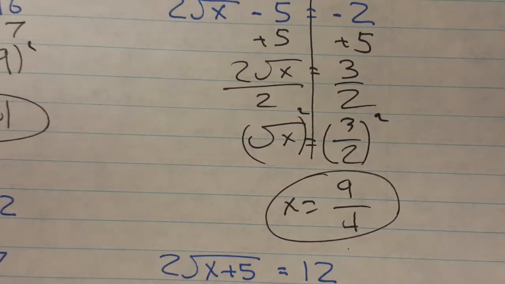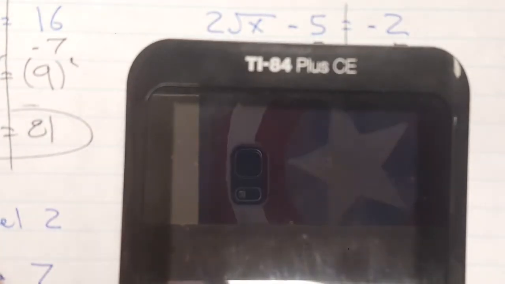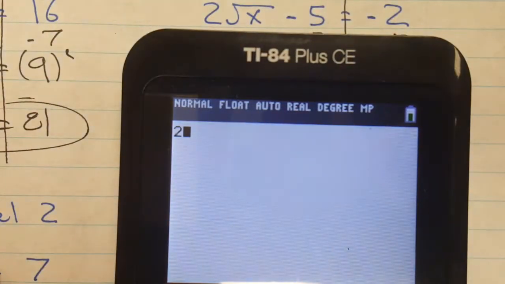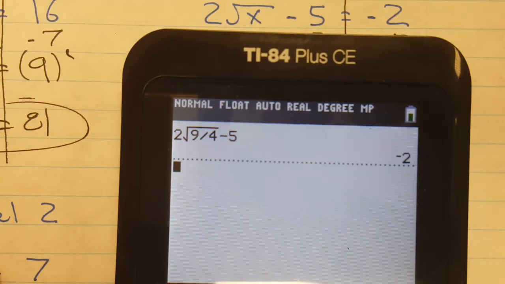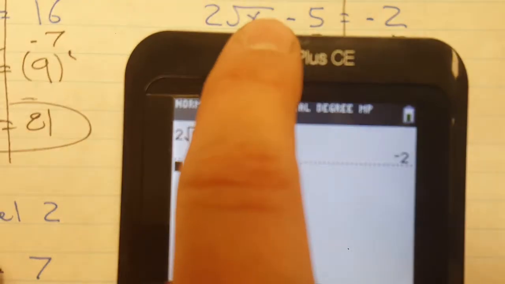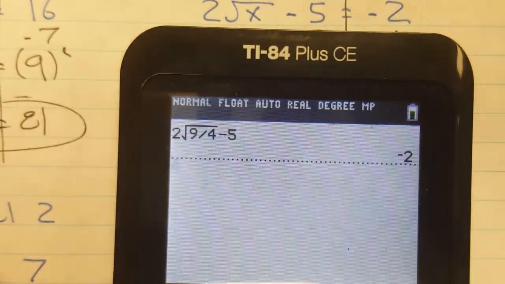All right, let's give this a try here really quick. Plug it in, see if it works. So I'm going to go 2 square roots, 9 divided by 4, minus 5. Hopefully that gets me a negative 2. Sweet, it does. All right, there we go. So 9/4 is indeed the answer. There you go, we got it.